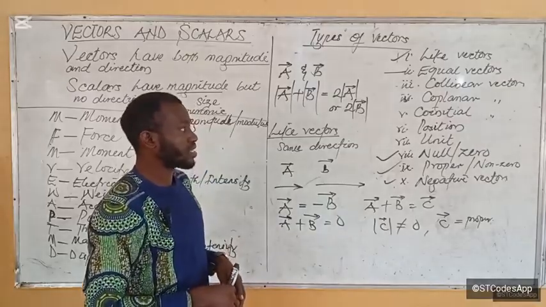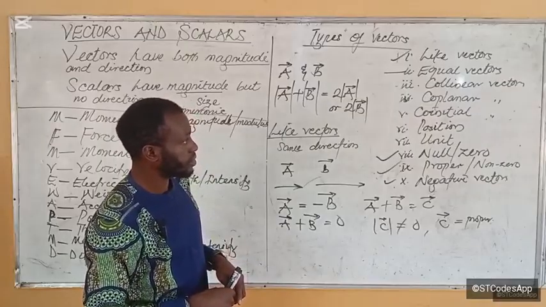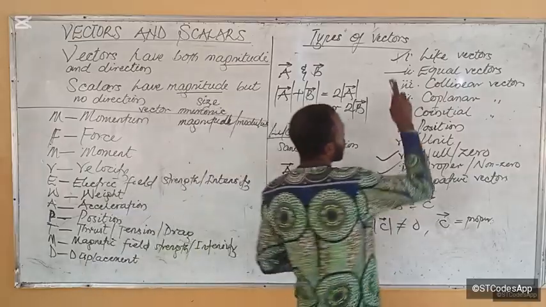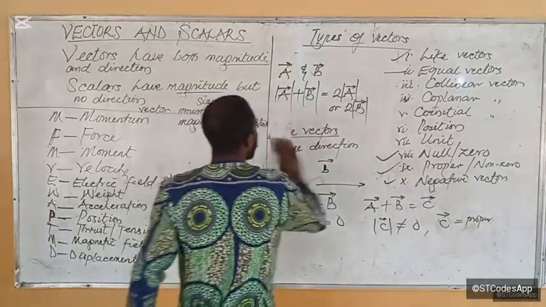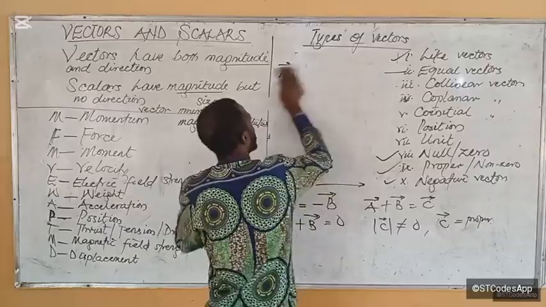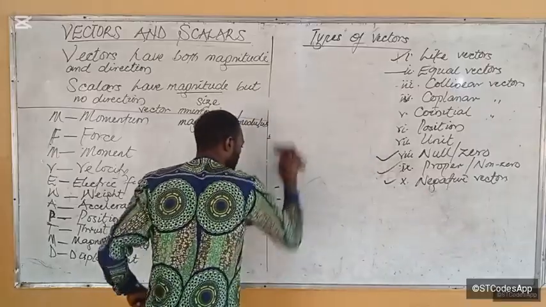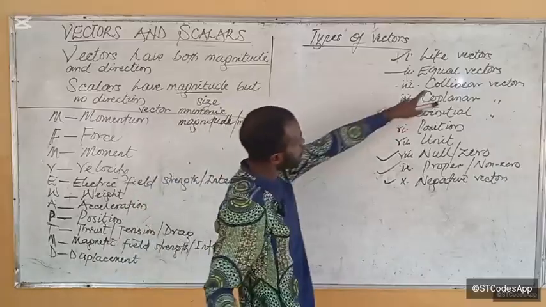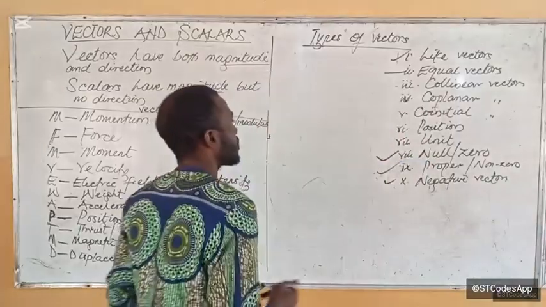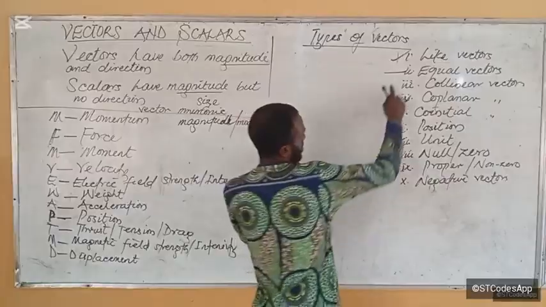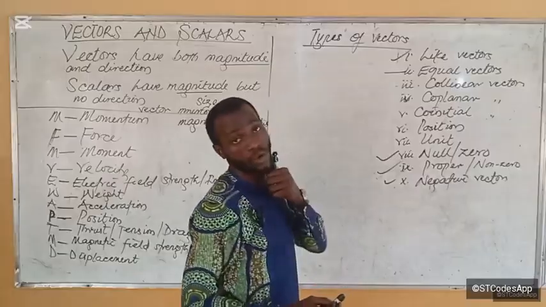Now, let's go to the next one, which is collinear vectors. The word collinear means co means together, linear means line, right? On the same line. So I'm going to explain these three together so you understand them together: collinear, coplanar, and co-initial.